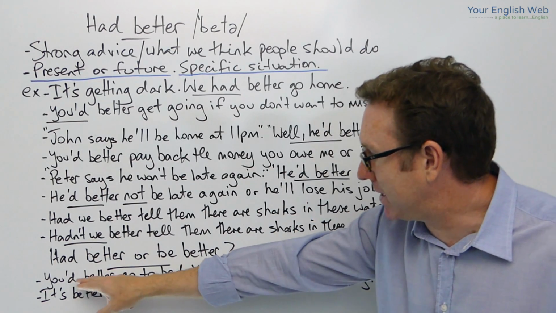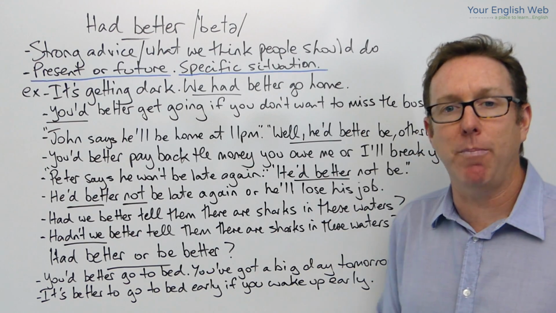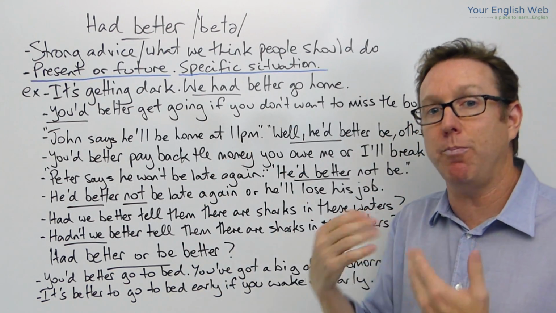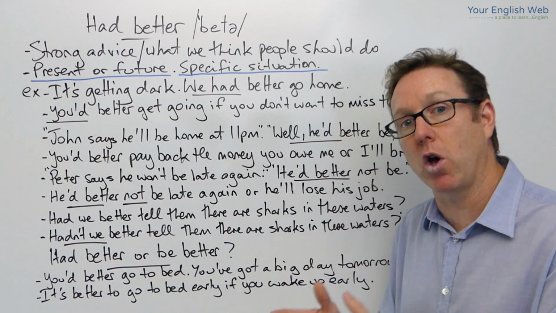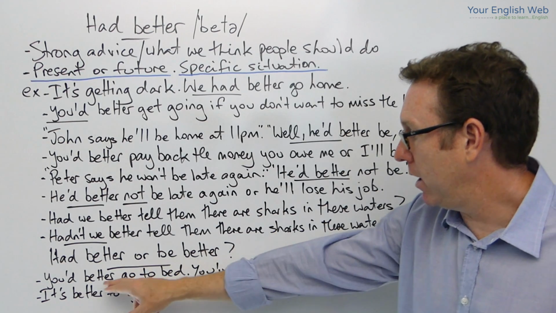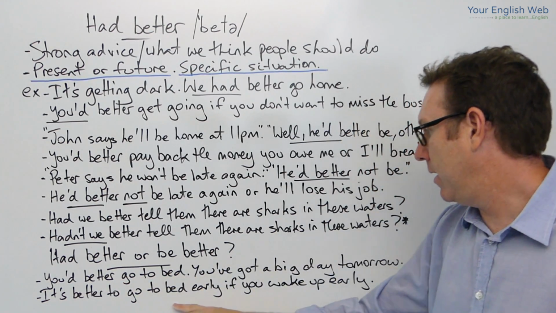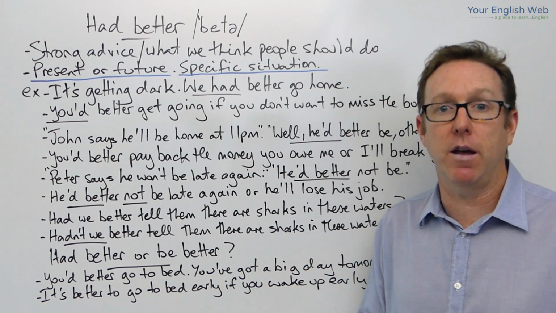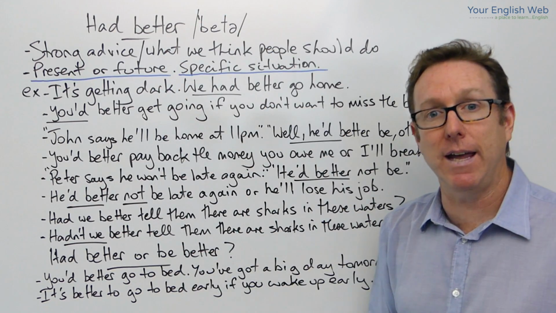General. And specific, you'd better go to bed. You've got a big day tomorrow. It's a specific situation. Because of the big day tomorrow, you'd better go to bed. Or I think that it's a good idea that you go to bed now. Okay? So you'd better go to bed. You've got a big day tomorrow. It's better to go to bed early if you want to wake up early. General advice. So that is how we use had better in English.